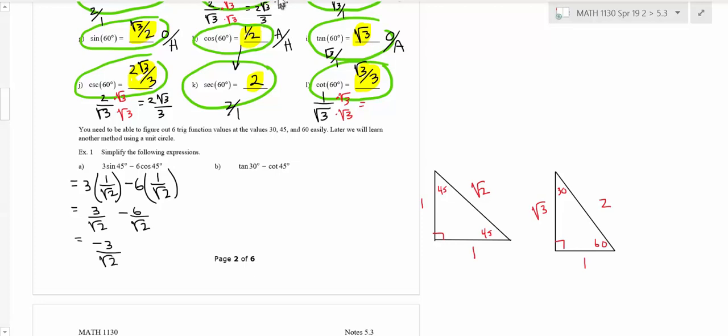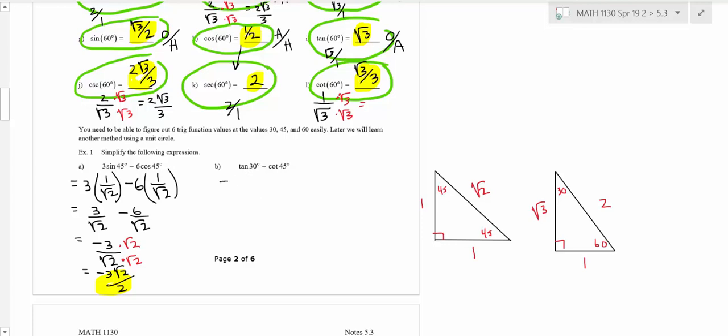Then you do want to rationalize the denominator. You want to get used to doing that. So we multiply by root 2 over root 2, and we get negative 3 root 2 all over 2. That would be the exact answer to that problem. These things are checkable on the calculator. In the second part of this lesson, we'll learn how to use our calculator on these as well.